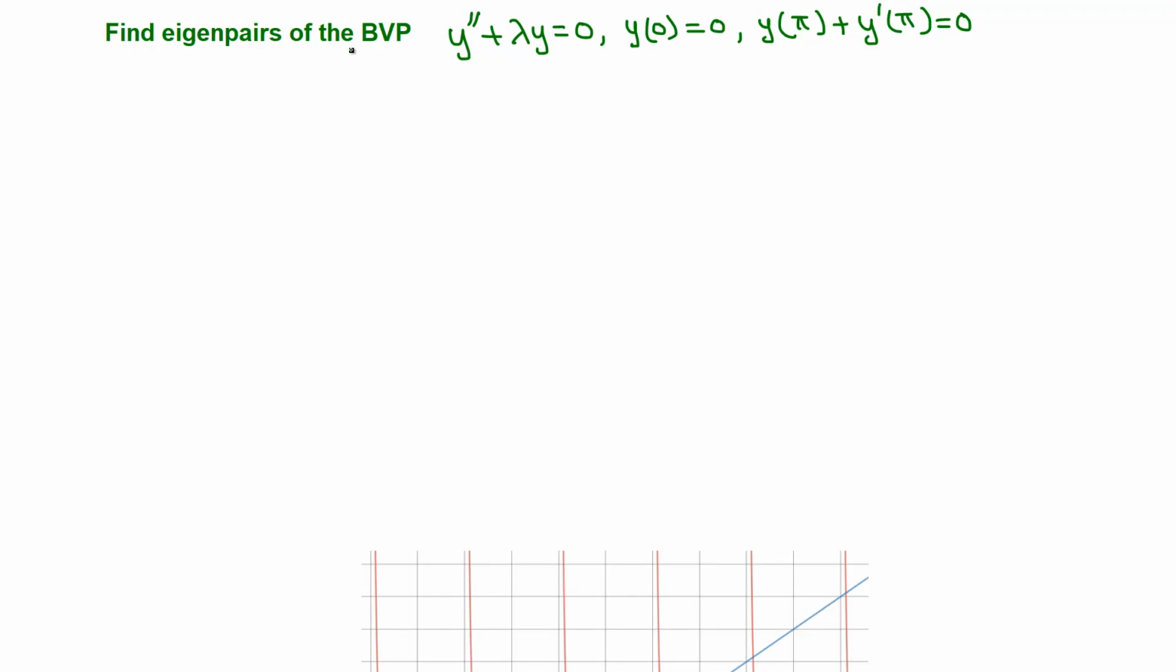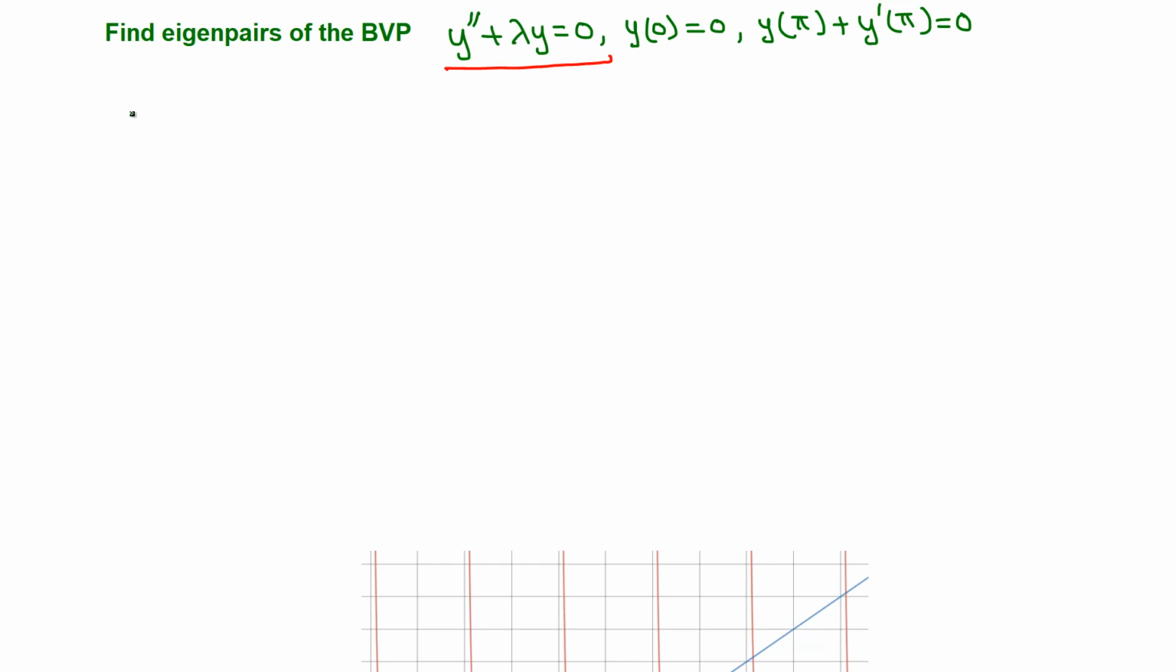Find the eigenpairs of the BVP. y'' + λy = 0, y(0) = 0, y(π) + y'(π) = 0. So we need to consider three cases: λ positive, 0, or negative.